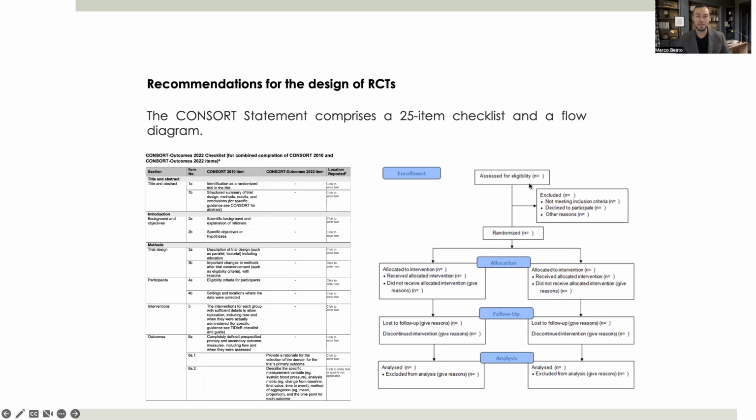In this flowchart, we should report the subjects included in the enrollment, the subjects excluded before randomization, the randomization procedure and allocation, as well as the number of dropouts that the research team has recorded during the follow-up.